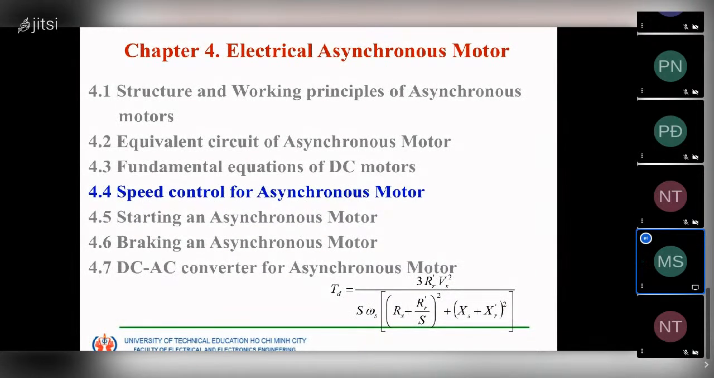We change rotor resistance. Yes, very good. The first one, you can change rotor resistance, or you can insert an external resistance to the rotor winding. Okay? The first method. Next. We can also change the stator resistance. Yes, you can insert an external resistance to the stator winding. Second.